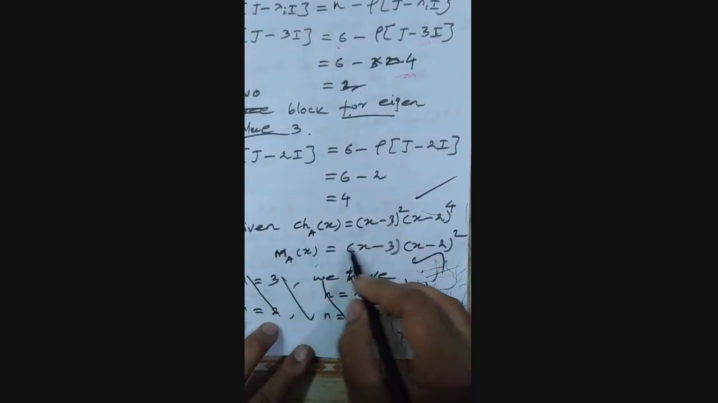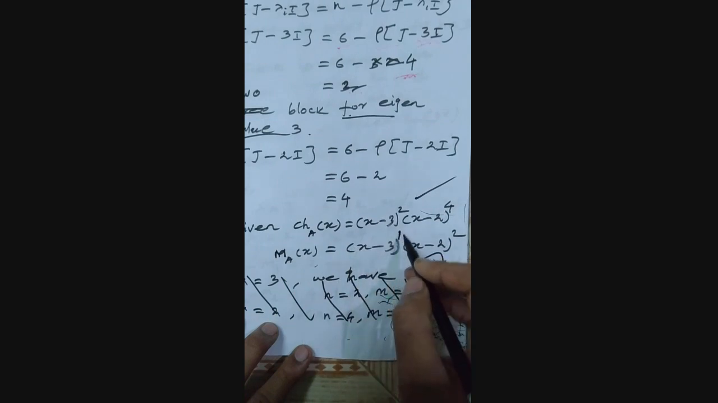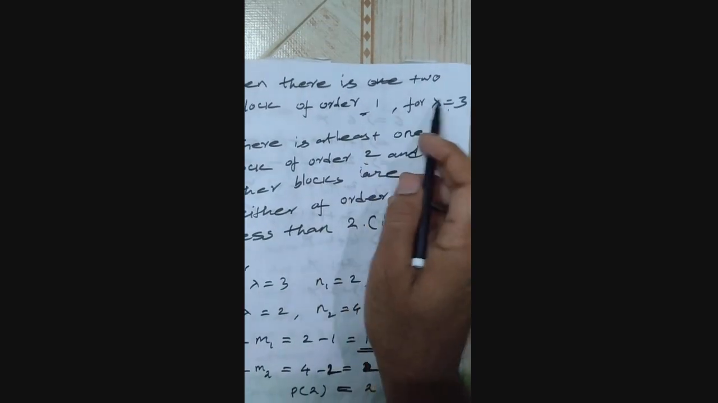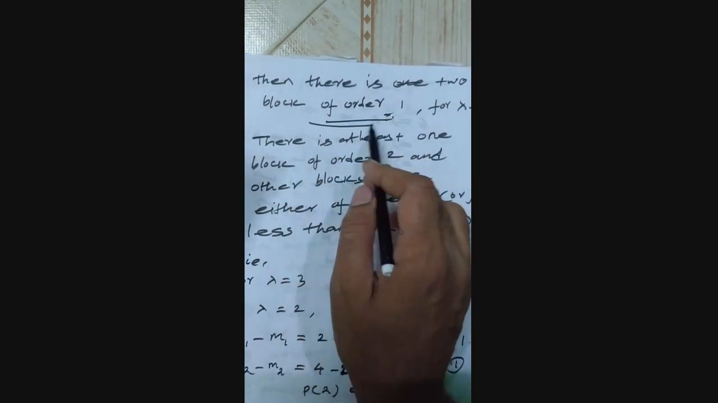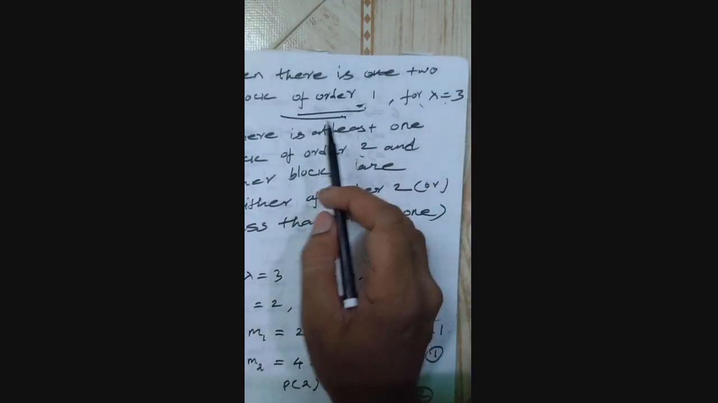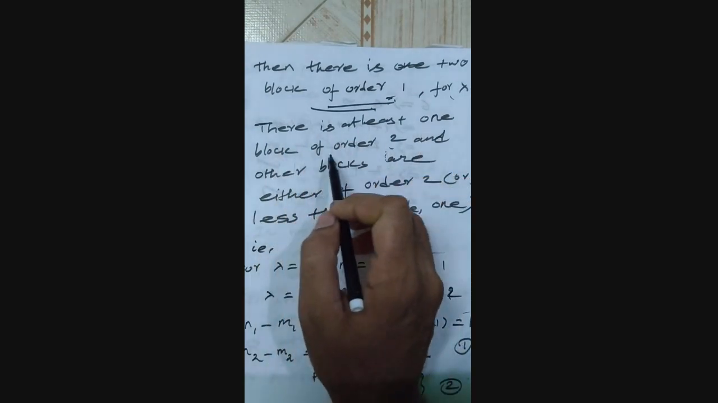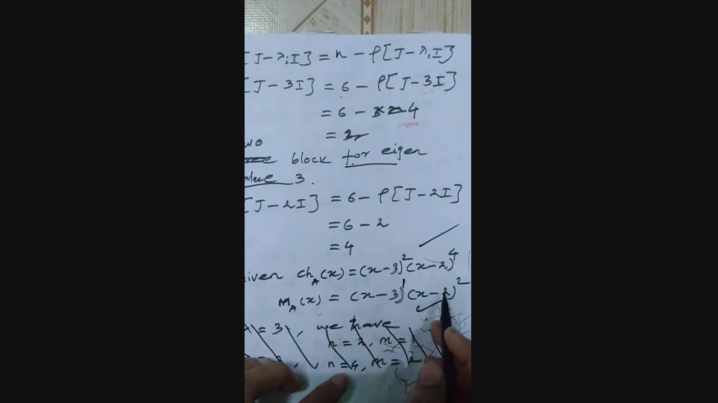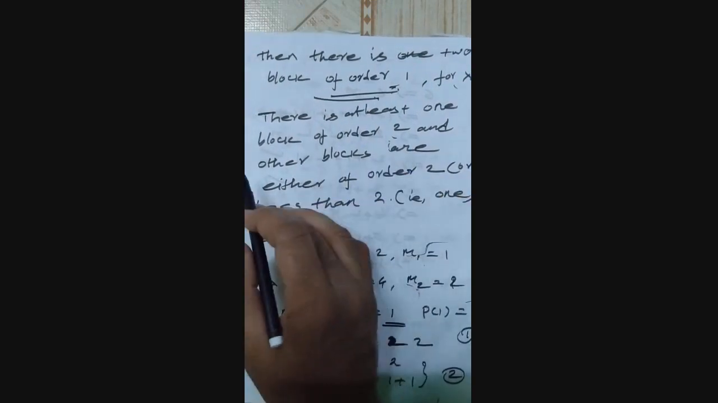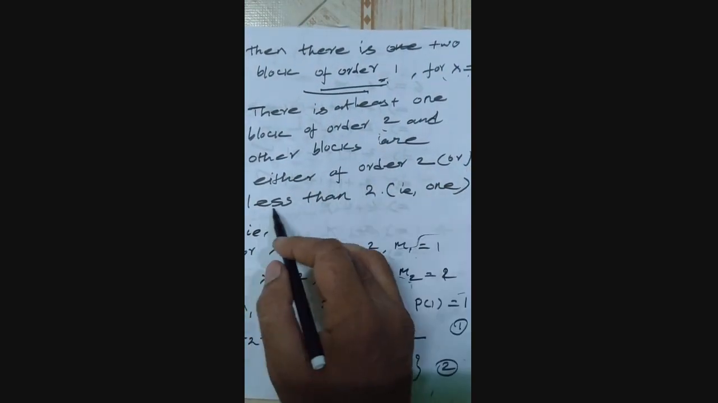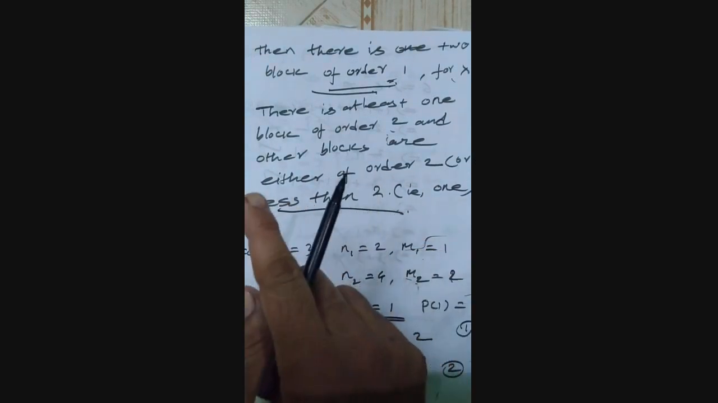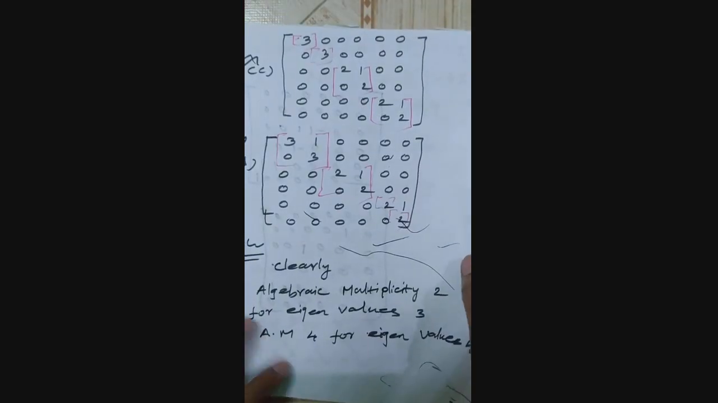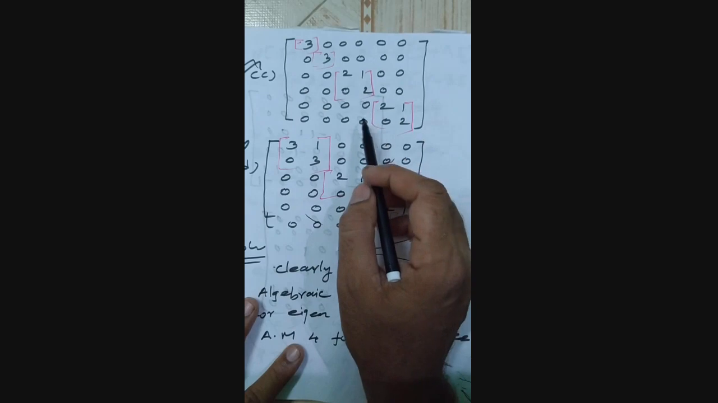Because in the minimal polynomial x minus 3 having the degree 1, so there is a block of order 1, 2 blocks for lambda equal 3. Next, there is at least one block of order 2, because here x minus 2, power having 2, x minus 2 power 2. So order 2 and other blocks are either order 2 or less than 2, that is 1. So that's why we are getting the 2. And then we will see 2 by 2 order is correct. Then 2 by 2 or less than 1, that is 1 by 1, 1 by 1.